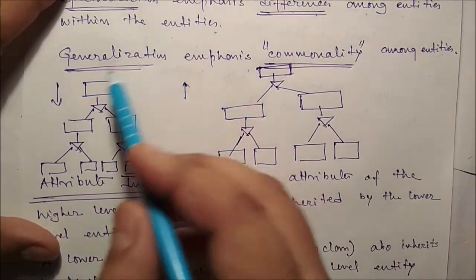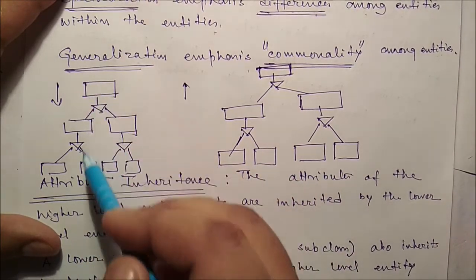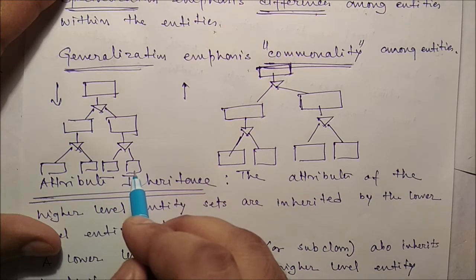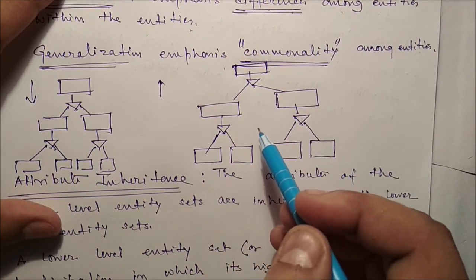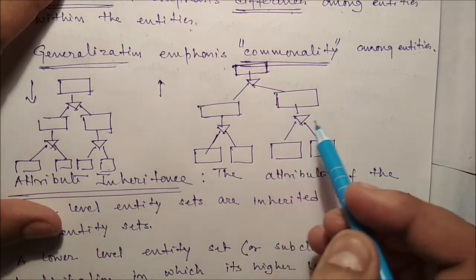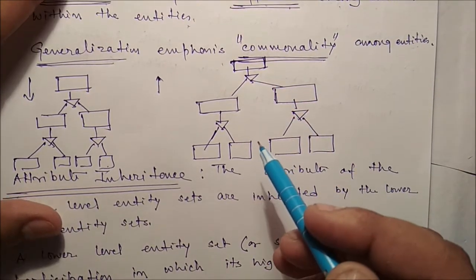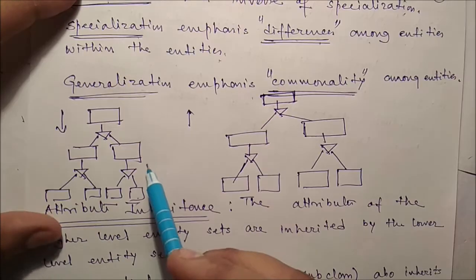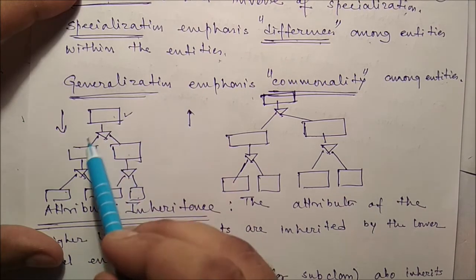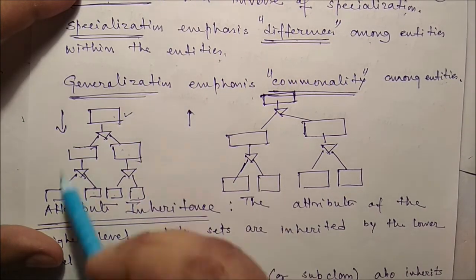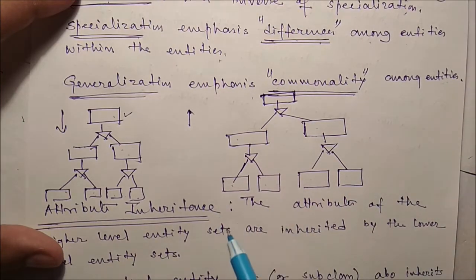So specialization is what? Identify the differences and split the table into more tables. And what about generalization? We merge the tables, identify the common attributes, and we can get another set of tables. Now if you see how many tables are there: table number 1 2 3 4 5 6 7, 7 tables are there. In this case also 1 2 3 4 5 6 7 tables are there.